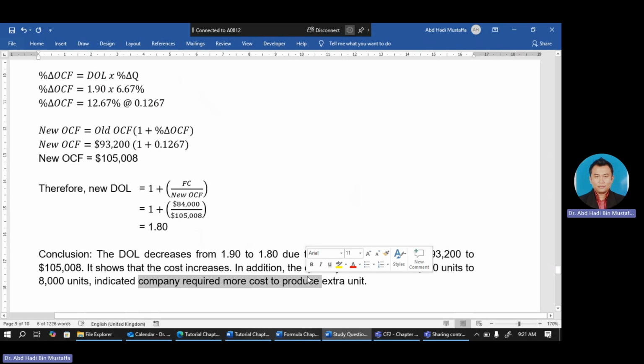Yeah, for example, you have a handphone, and your factory produces 10 handphones. So later when you want to produce another 5 handphones, therefore definitely cost also increases. Operating cash flow also increases as well. And then DOL falls. Yeah. That is why one way to increase DOL is to increase sales. So when sales increase, the cost can be covered.